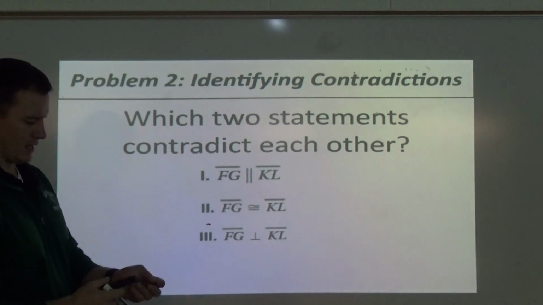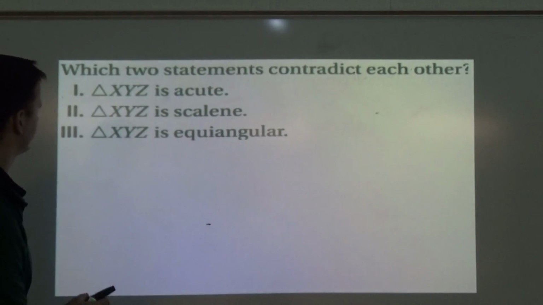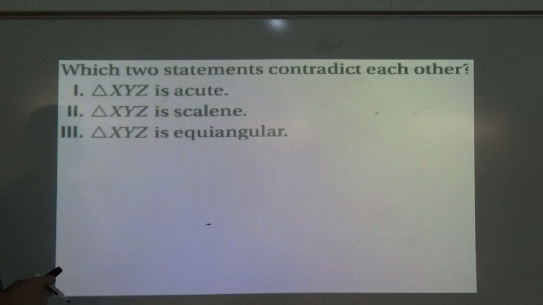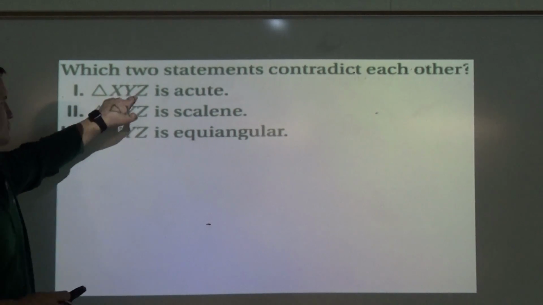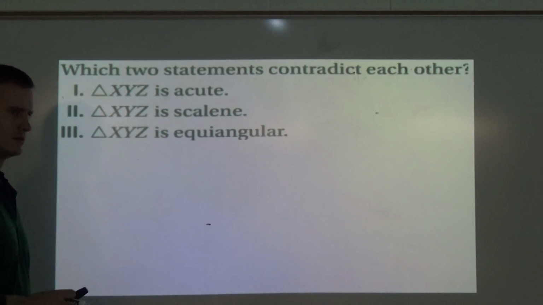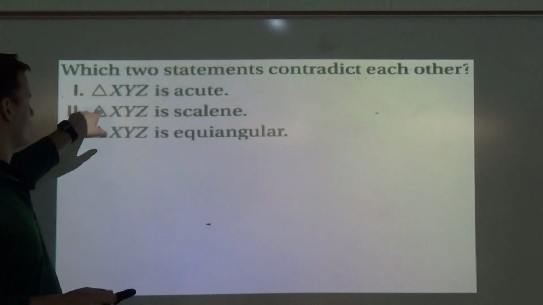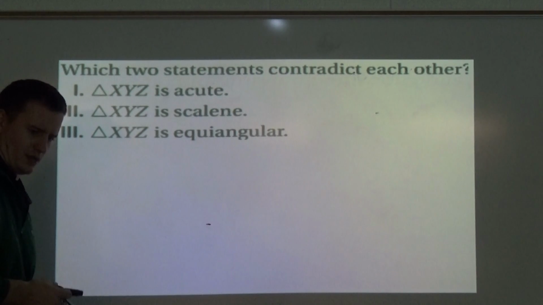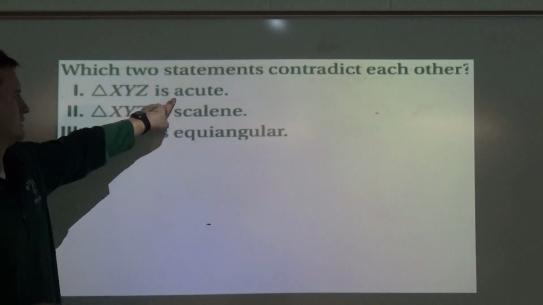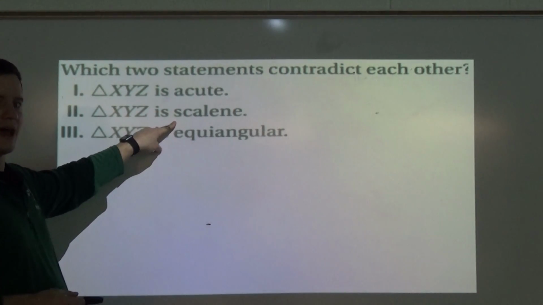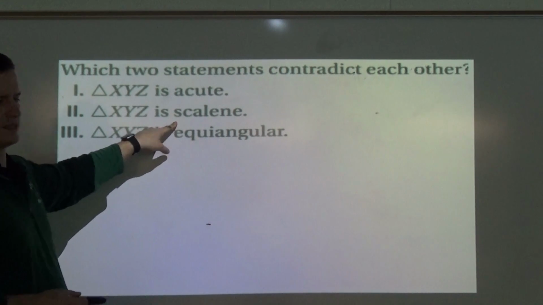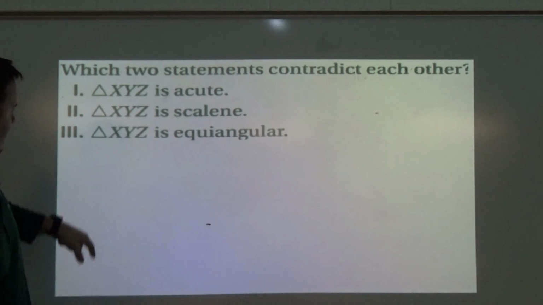Okay, let's go ahead and move to the guided practice. Which 2 statements contradict each other? XYZ is a cube. Okay, that means all angles less than 60. Triangle XYZ is scalene. Can all angles be less than 60 degrees and also not have any sides that are the same? Scalene means no equal sides.